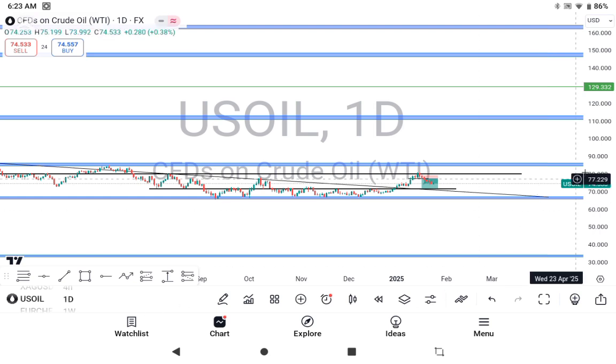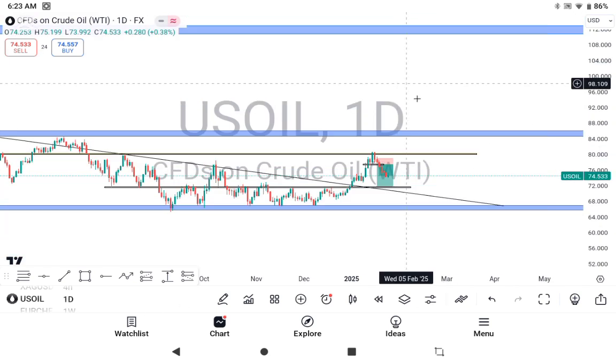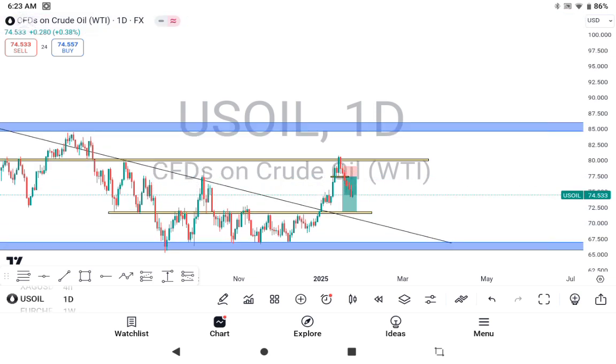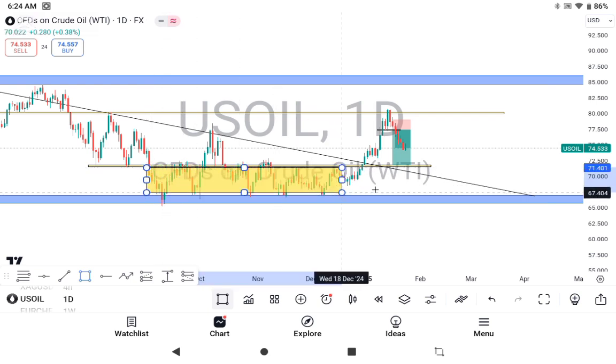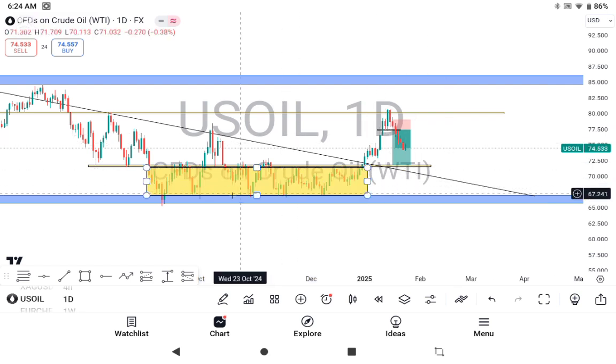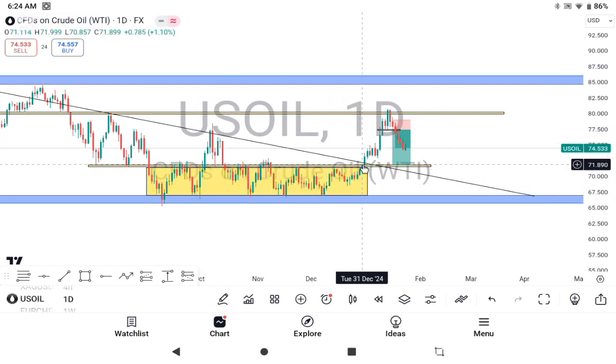Now, on the daily time frame, we can see in details what the weekly has told us. This was a minor range that I was saying. In between the bigger range, we have a smaller range right here. Let me highlight that. This is a range right here. And I said that when the range breaks out, US oil price is going to pop to the upside.